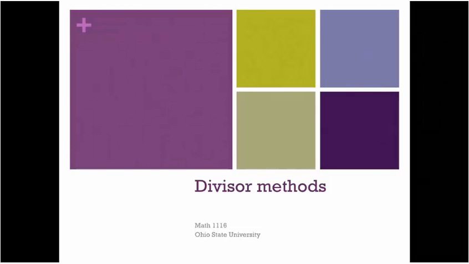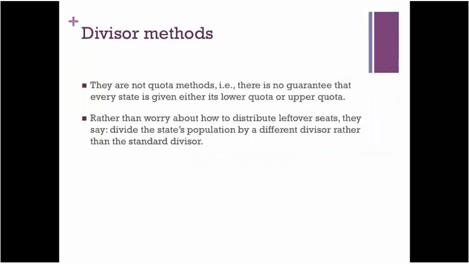Well, we've talked about defects in Hamilton's method, and for that reason, Hamilton's method is no longer used. More recently in American history, we've been using these divisor methods. We're currently using the divisor method to apportion the House of Representatives. So, what are divisor methods?